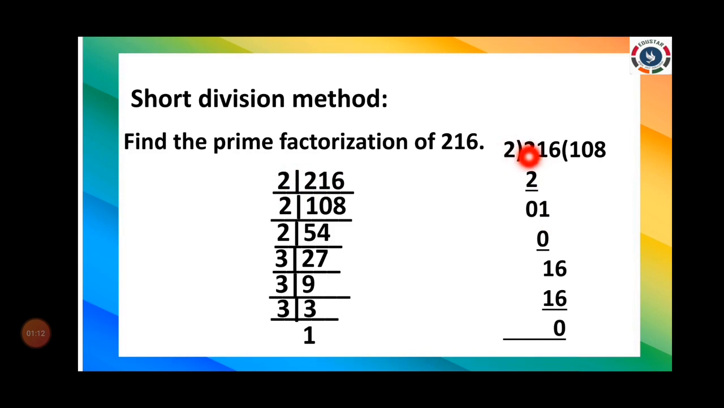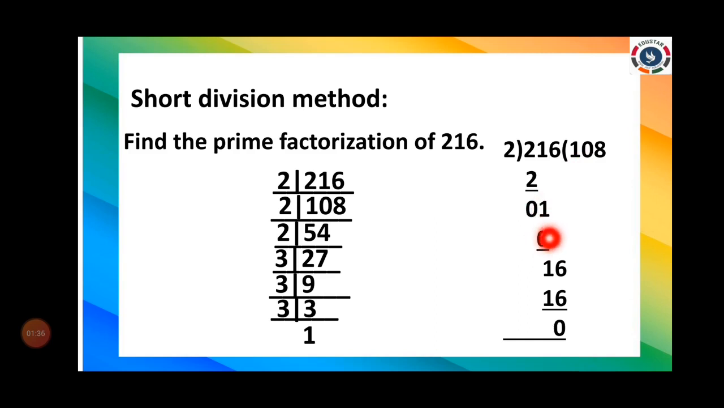So how many times of 2's are there in 2 here? Only one time, write 1. 1 2's are 2, write 2. 2 minus 2, how much? 0. Then what do we have remaining? 1. So bring 1 down. In 1, how many times of 2's are there? No times. 0 times. So you have to write 0, then write 0 here.